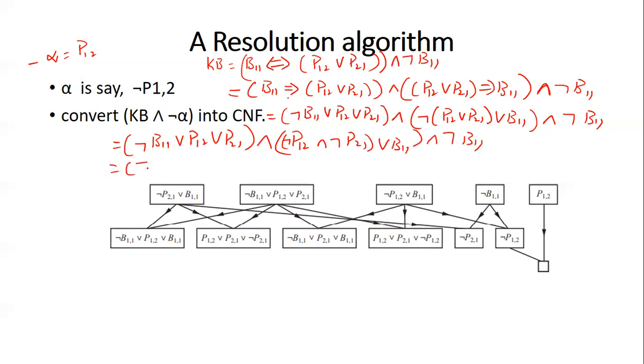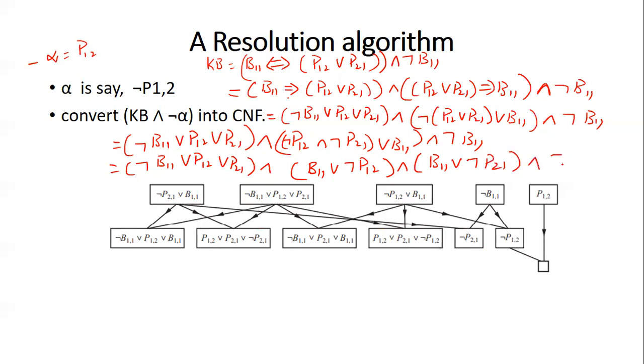So not B11 or P12 or P21, and then B11 should be distributed. This is again distribution of disjunction over conjunction. So it becomes B11 or not P12, and B11 or not P21, and not B11, right? Now this sentence is in conjunctive normal form. Here all are clauses, and in between we have and.